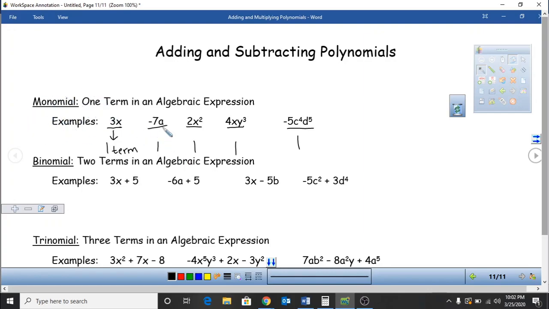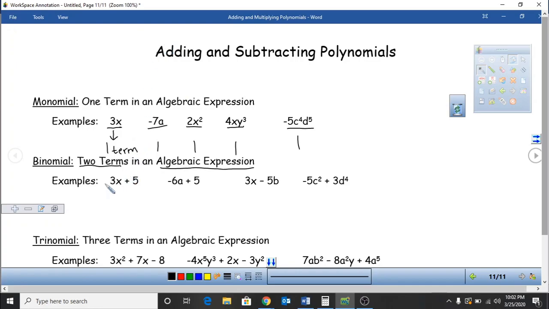So anything that just deals with one term, we're just going to call that a monomial. A monomial. One term, monomial, okay? Now, the next thing I'm going to look at is something called a binomial. Well, binomials, if you think about a bicycle, it's called a bicycle because it has two wheels. So binomial just means two terms in an algebraic expression.